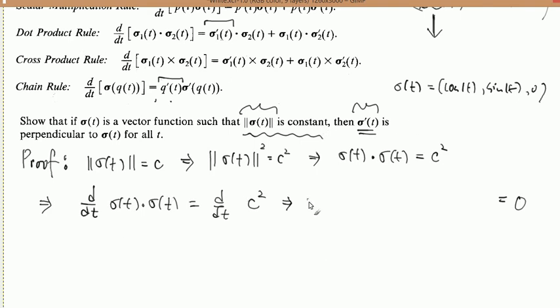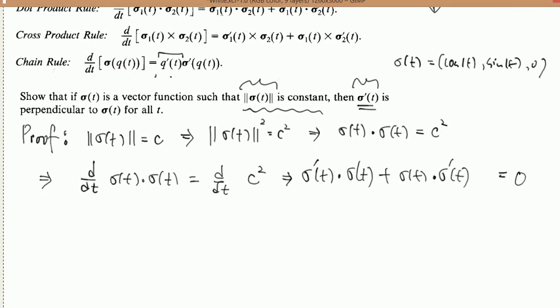So put sigma prime t dot sigma t in there, right? How about the other one? Sigma t dot sigma prime t. Correct? Aren't they the same thing? So 2 times sigma prime t dot sigma t equals 0. Well, you can get rid of the 2. What does this mean? It means they are perpendicular, orthogonal to each other, right? As simple as that.